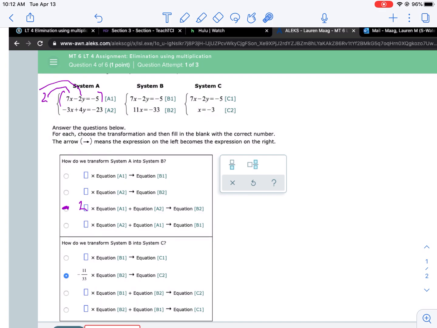Now, because of the way they set this up, they don't have an option for division, do they? So we are going to divide or multiply by 1/11. If you end up dividing by something, you just multiply by the reciprocal. So if I divide both sides by 11, I get x equals negative 3, and that's how you would do that problem.